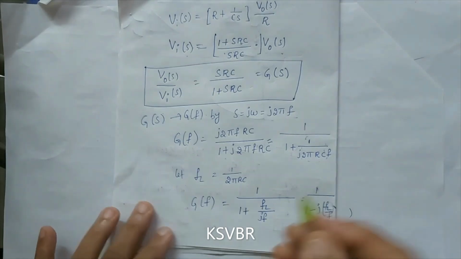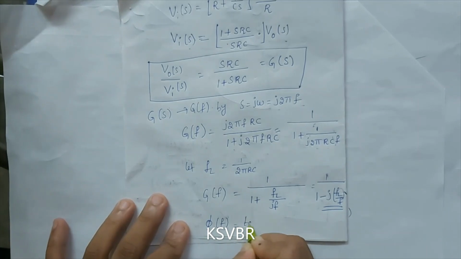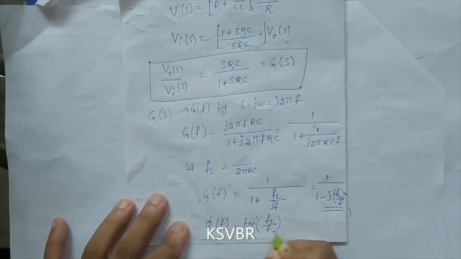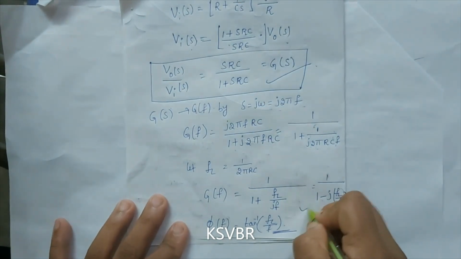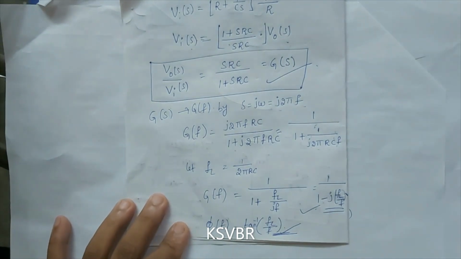Also, phi of F can be written as tan inverse of imaginary part by real part, FL by F. G of S, G of F, phi of F. Okay, this is the transfer function of our high pass filter.